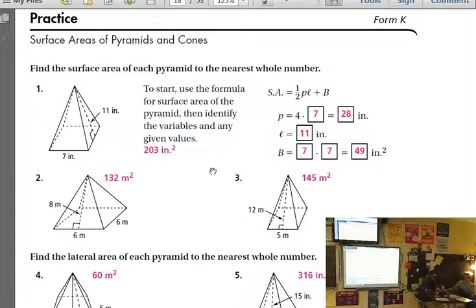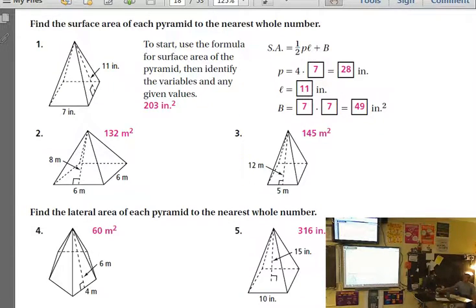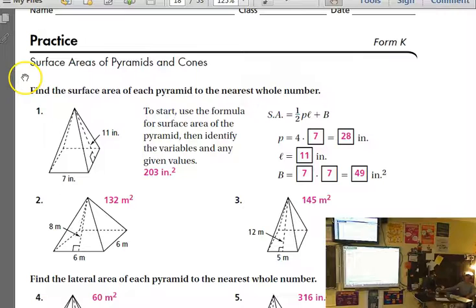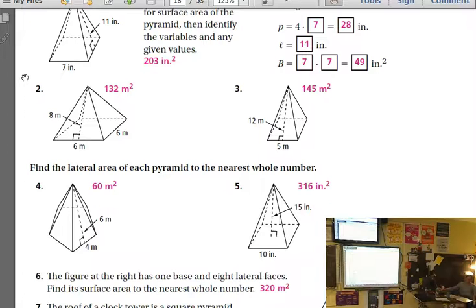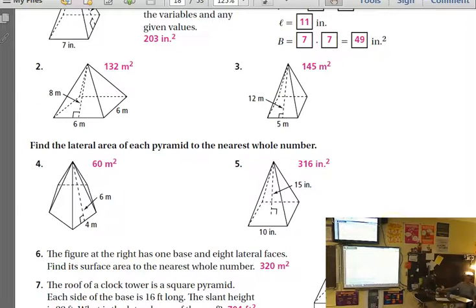All right, 1 through 5. We're using the formula of 1/3 big B times H. Or, sorry, they're right on surface area. So that's 1/2 the lateral area plus big B. If you compare it to the prism formula, really, it's just half of everything. We good through 5? Yeah, Carmen?